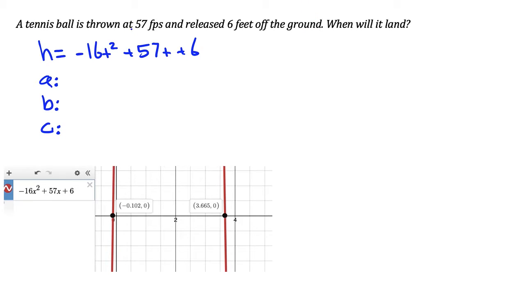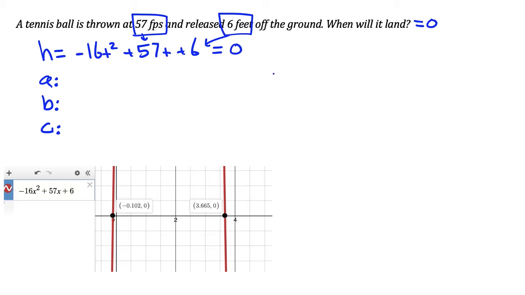So a tennis ball is thrown at 57 feet per second and released 6 feet off the ground. When will it land? All right, so gravity functions, remember these? It's negative 16 t squared plus the initial velocity, 57, plus the initial height. So that's why the 57 and the 6 go there, and then this is gravity. Gravity is always going to be negative 16 t squared. Well, when does it land? So when does it equal 0? So when does this equation equal 0?